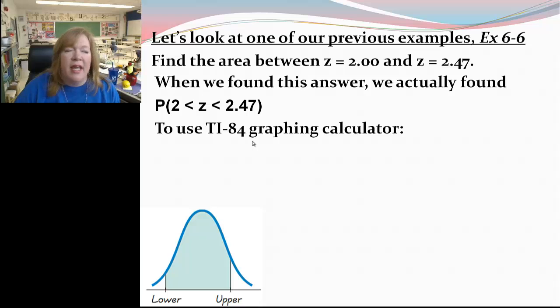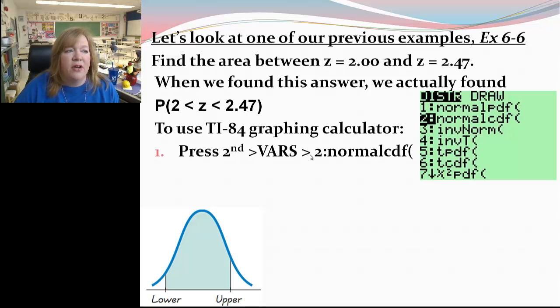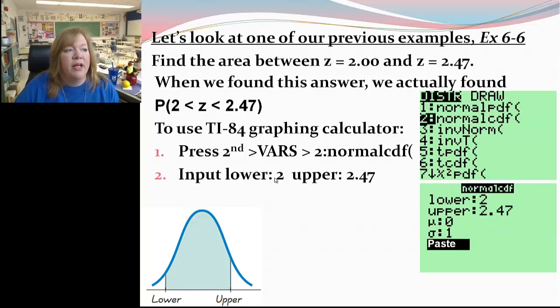So to use the TI-84 graphing calculator, all we have to do is press 2nd, VARS, and then number 2. So this is what should show up on your screen of your graphing calculator. normalcdf, open parenthesis, and then we're going to input 2 as the lower, that's the lower z value, and 2.47 as the upper. And so you'll have 2, 2.47, mean should be 0, and standard deviation, which is little sigma, should be 1, and then Paste.